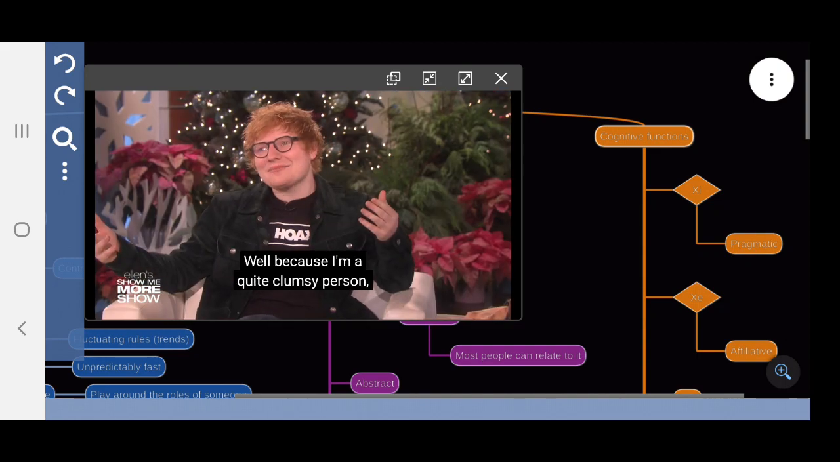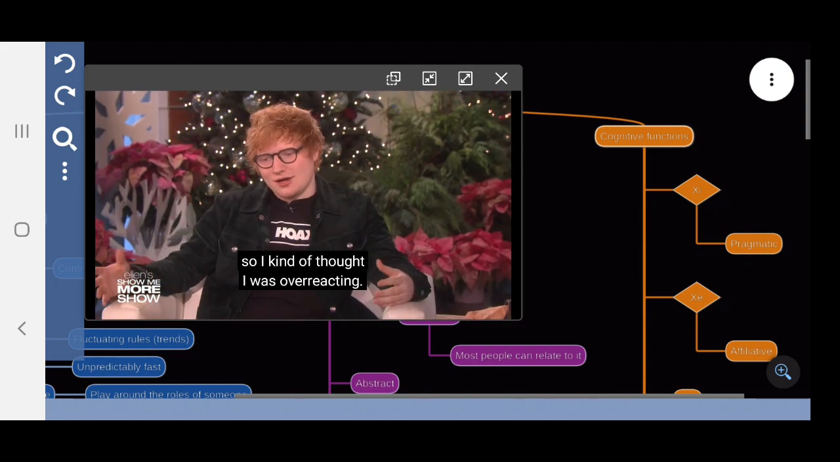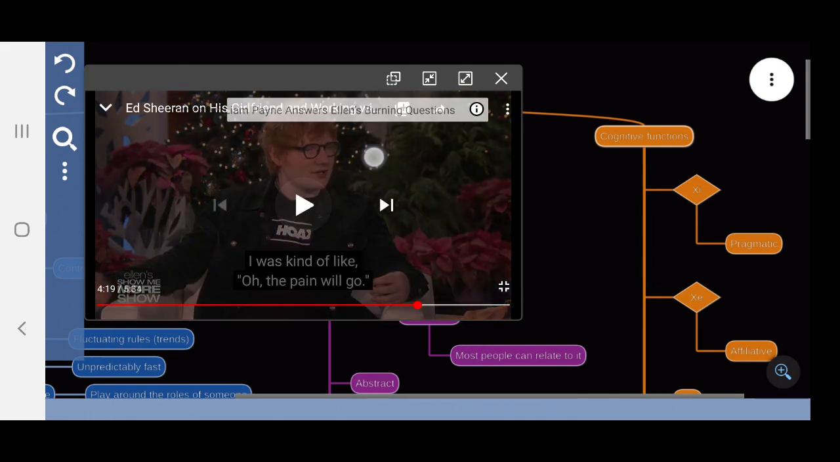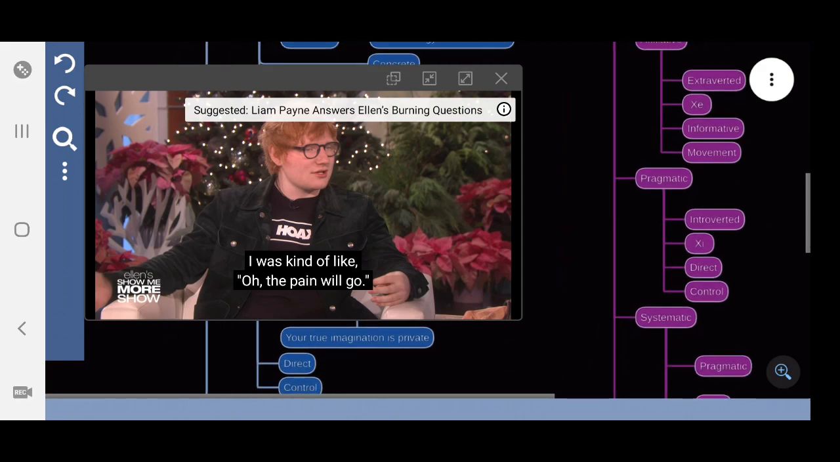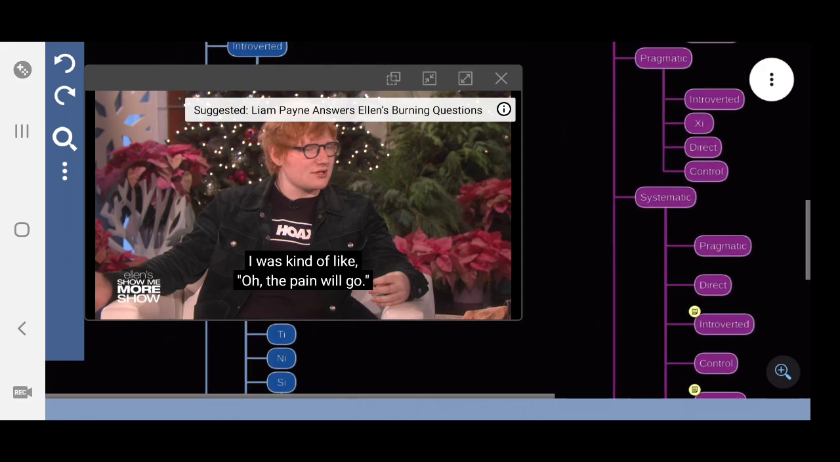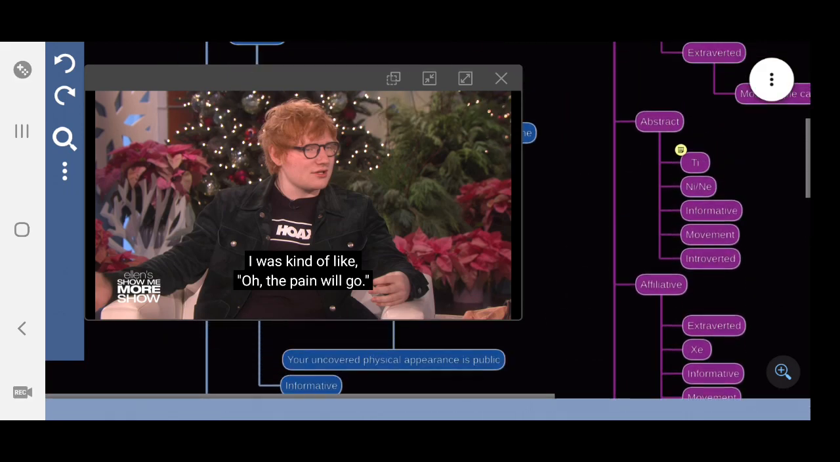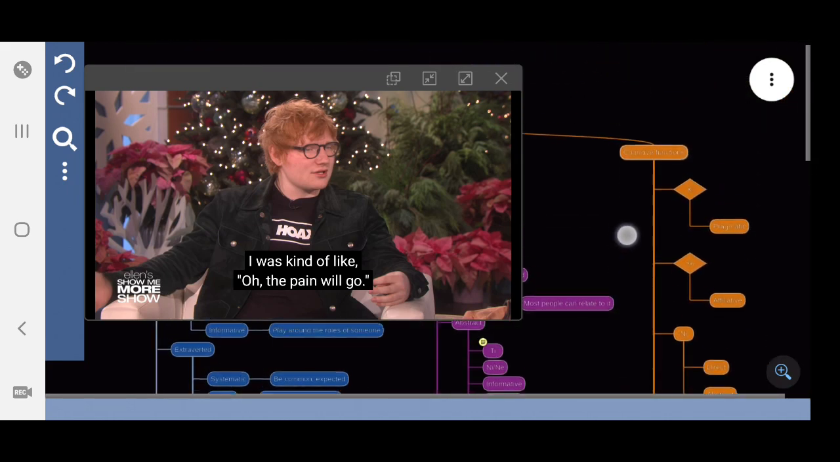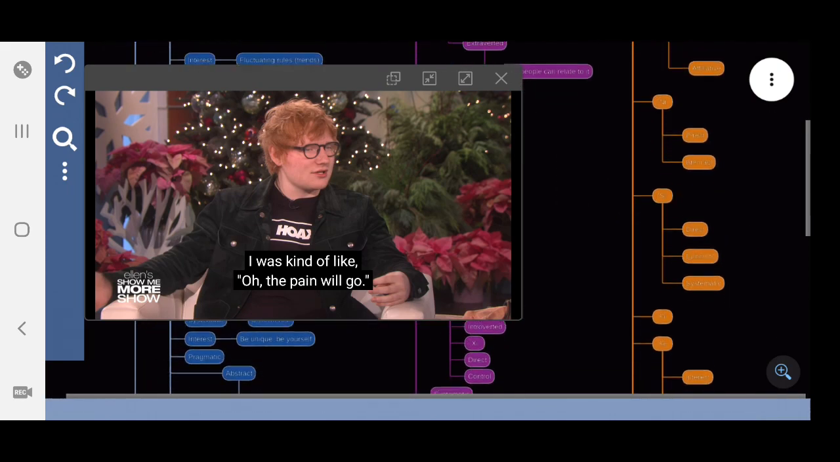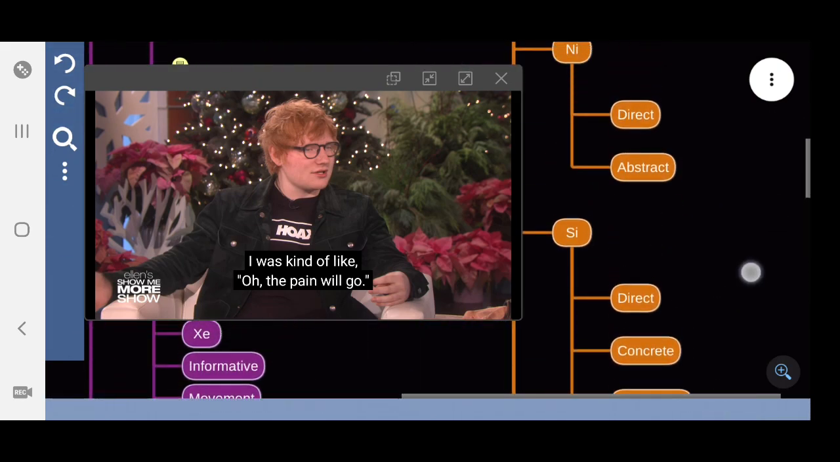Well, because I'm a quite clumsy person, so I kind of thought. That could be TI, but also confused with something else. That's a fact. You know, the truth is that I am quite a clumsy person. He seems very okay talking about facts about himself. Quite humble, you know. Let's see what we can confuse TI with.